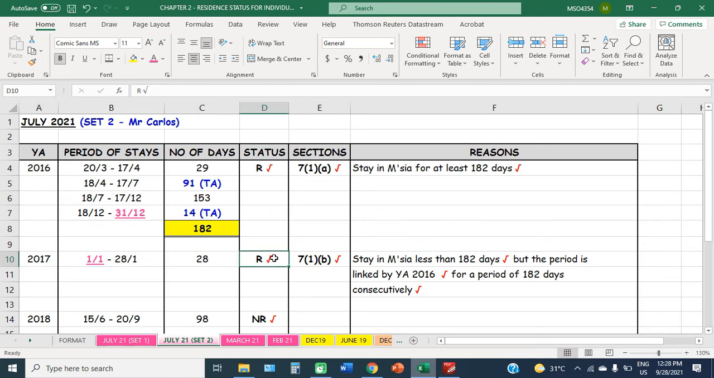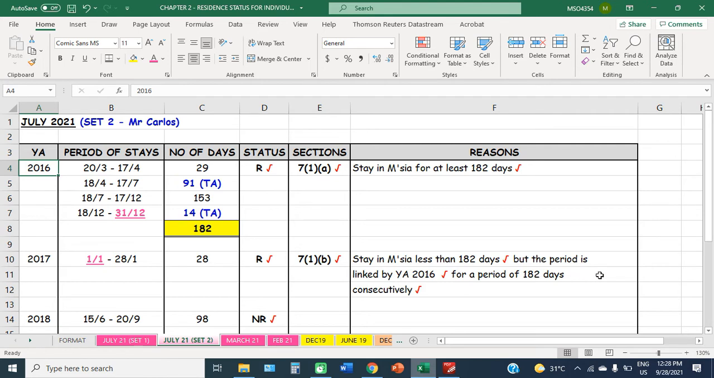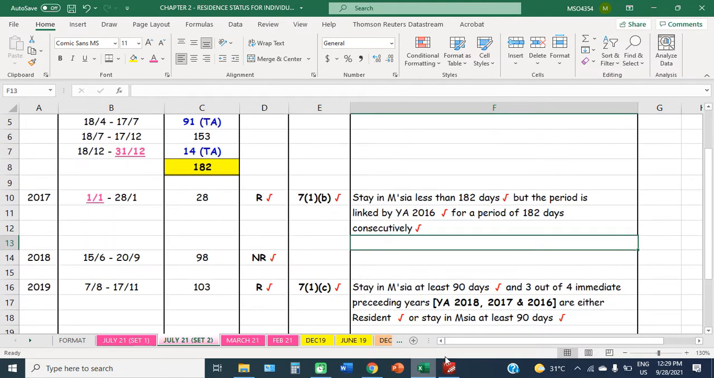Under section 7, subsection 1B. How do we give reason? Stay in Malaysia less than 182 days. But the period is linked by which YA? 2016 here, for a period of 182 days consecutively. Okay, done for 2017. Next.